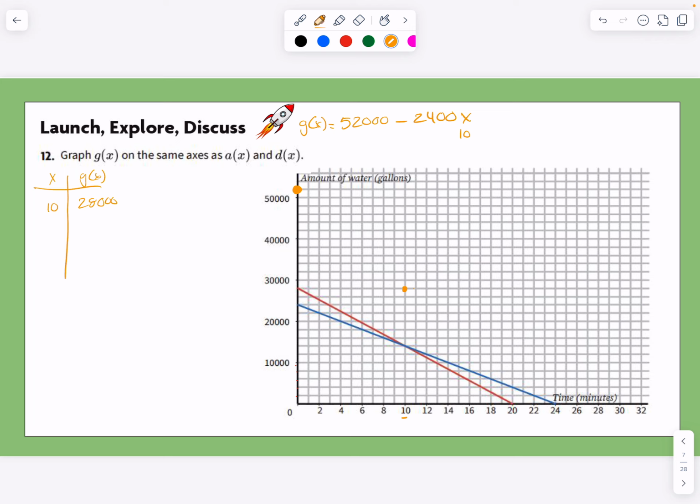Another way of thinking about what that line is: if I look here at this point, this is my point of 10, 14,000 for both of those equations. If I'm just adding up the amount of water at this point, if I do 14,000 plus 14,000, what do I come up with? Well, I come up with 28,000, which is this point right here, 10, 28,000. So that's one point on my line.